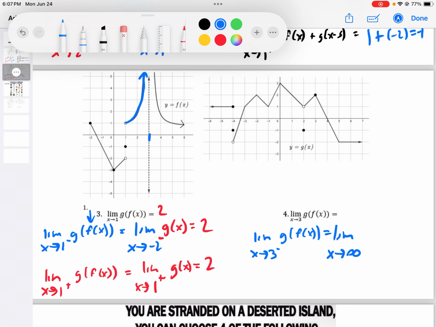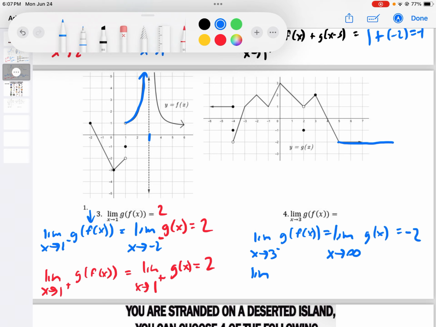Now, can I approach infinity from the left or from the right? I can only approach infinity from the left. I can't approach infinity from the right. So in this case, I would not need to worry about infinity from underneath and from above. So now just find the limit as x approaches infinity of g of x. Well, as x is going to infinity, the limit is just -2.